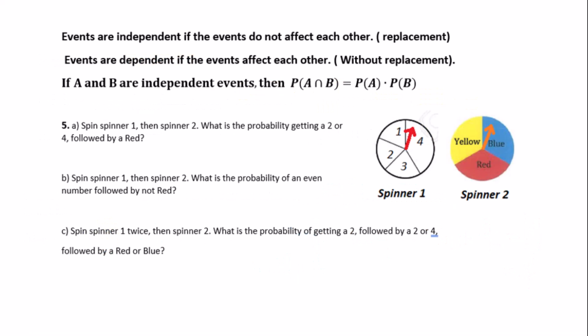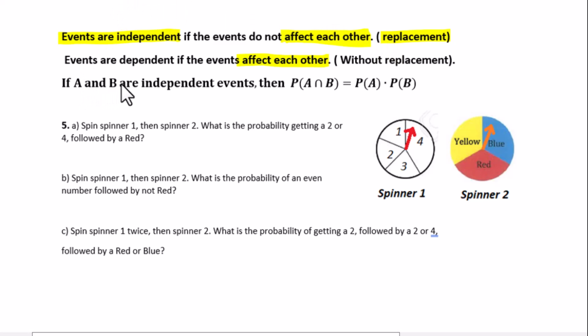Let's introduce independent events. Events are independent if the events don't affect each other. The events with replacement normally are independent events. Events are dependent if the events affect each other. Normally, the events without replacement are dependent events.